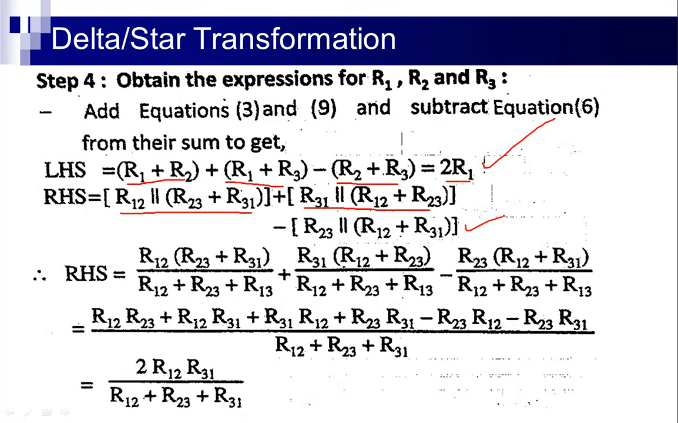R23 parallel to R12 plus R31. Now I have told you earlier, while solving the equation number 3, either you can solve the parallel combination of each and every given parallel circuit at the same step only, or you can find it at step number 4. I have solved it at this step. The reason why I solved it here, you will understand when we solve it.